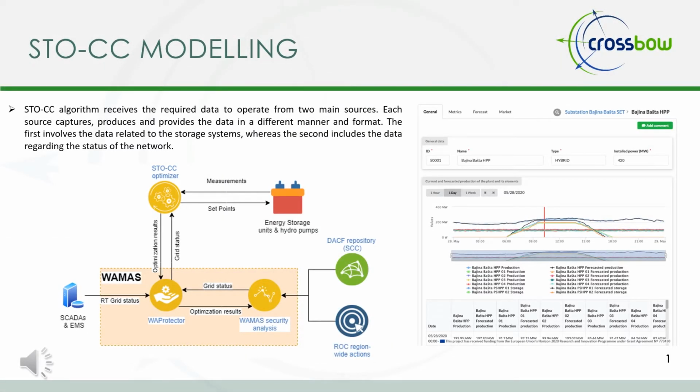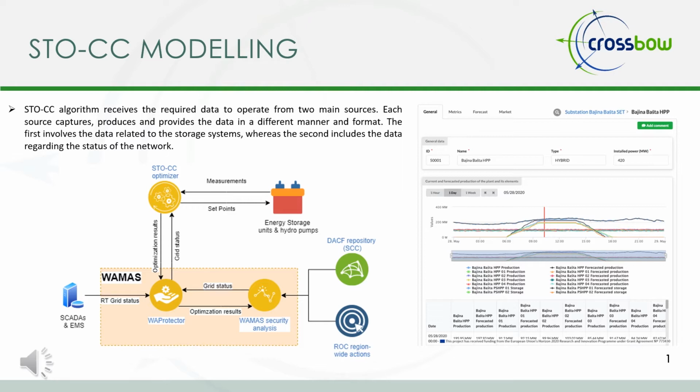So the modeling of STO-CC is mainly represented by the figure on the left-hand side. So the STO-CC algorithm receives the required data to operate from two main sources. Each source captures, produces, and provides the data in a different manner and format. The first involves the data related to the storage system, which is represented by the energy storage unit and hydro pump icon in the figure, whereas the second source includes the data regarding the status of the network, which is provided mainly by a web protector.